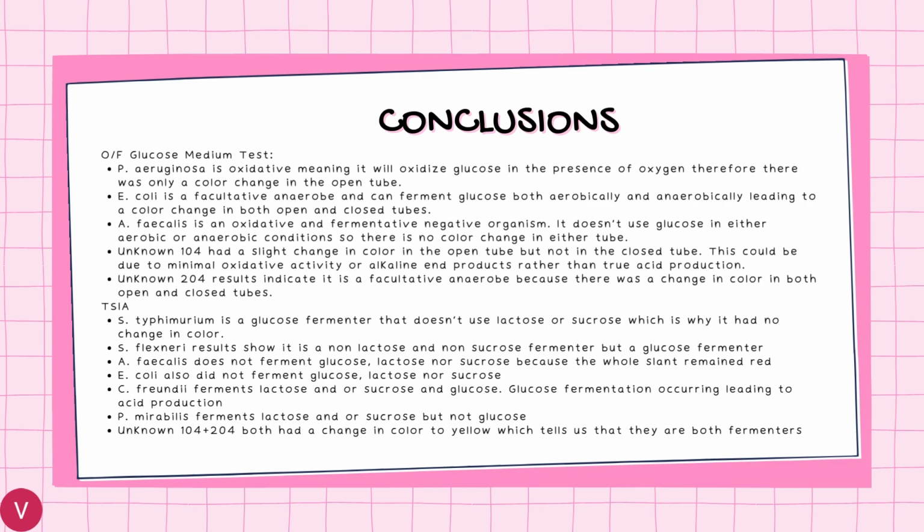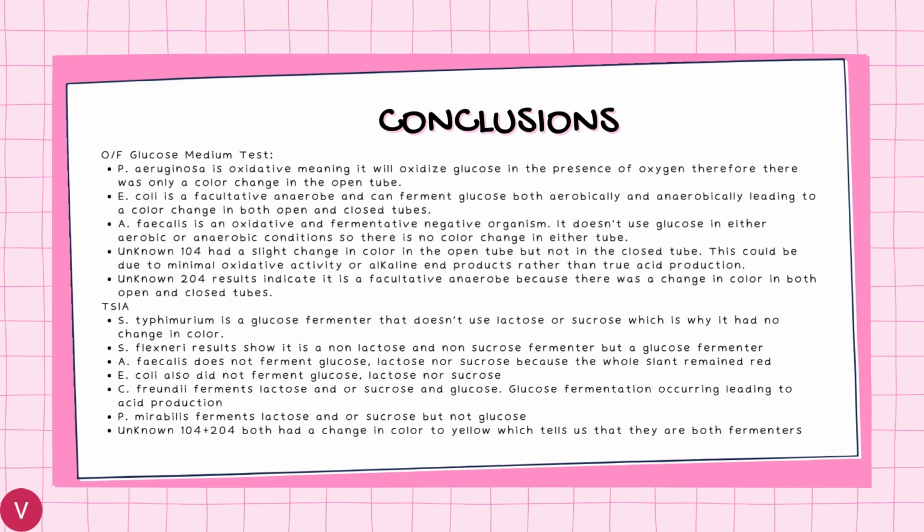For our unknown 104, there was a slight change in color in the open tube, but not in the closed tube, and this could be due to minimal oxidative activity or alkaline end products rather than true acid production. Lastly, for our unknown 204, the results indicate that it is a facultative anaerobe because there was a change in color in both open and closed tubes.